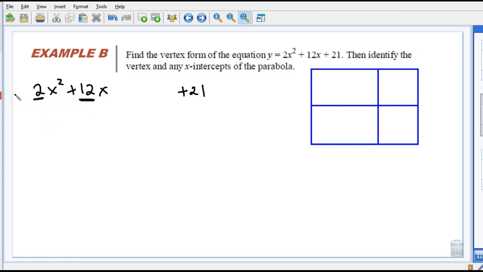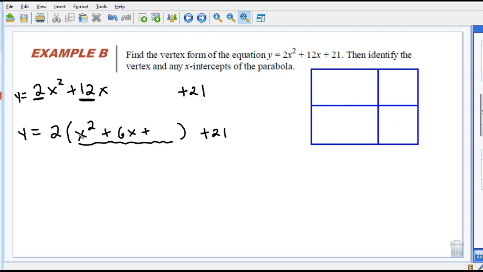And I can. I'm not going to get rid of the 2 this time, because that would change my equation. So I'm just going to factor it out, kind of like reverse distributive property, and put it out in front. So y equals 2 times x squared plus 12 divided by 2, which is 6x. And then I'm going to leave a space, and put the plus 21 out here. I didn't divide this one by the 2, so I'm just going to leave it out. And if I distribute that 2 back in, I should end up with the original equation, so I haven't done anything wrong.